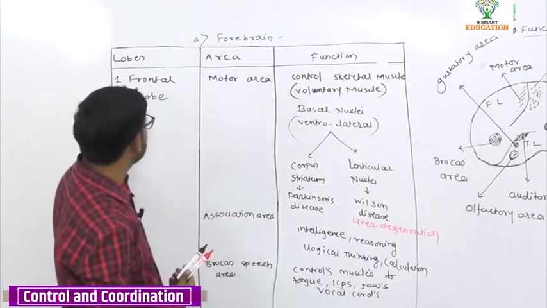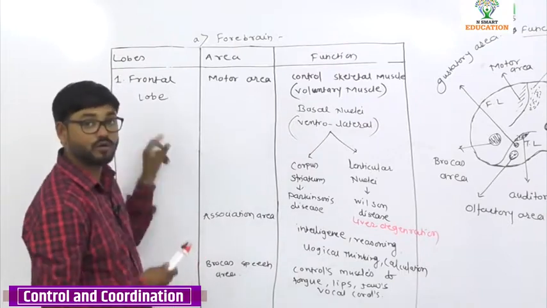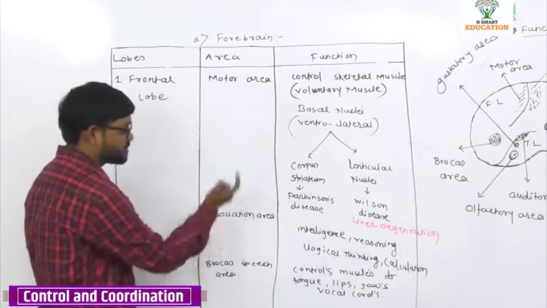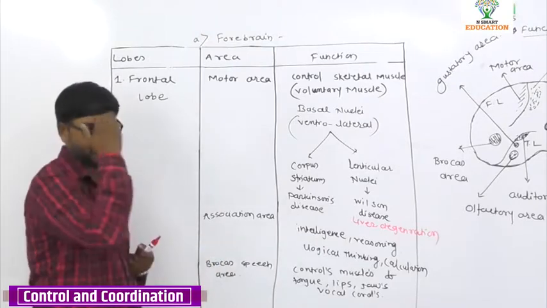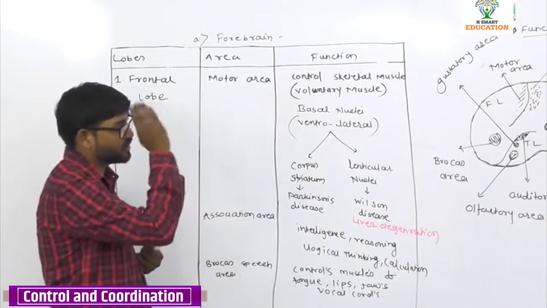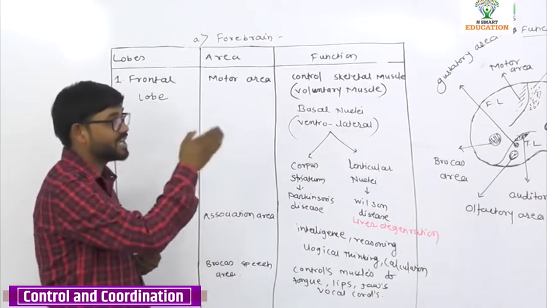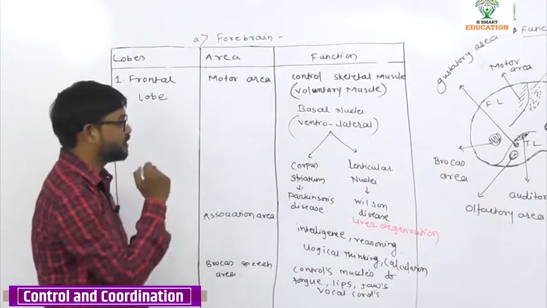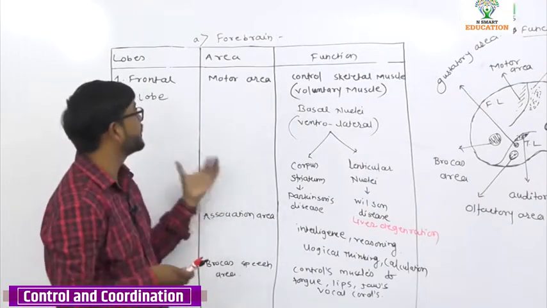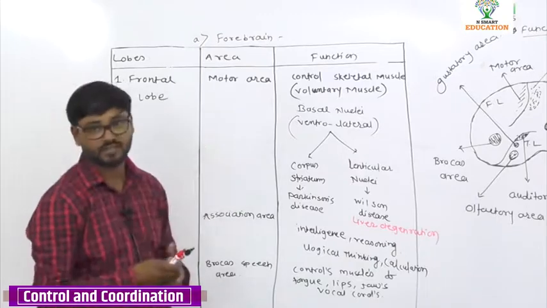So that means particularly about the frontal lobe, what is present in the frontal lobe: the motor area and the association area and Broca's speech area. Okay, I will tell you about the exact areas already. So this phenomenon is very simple to understand, particularly lobes, areas and function.